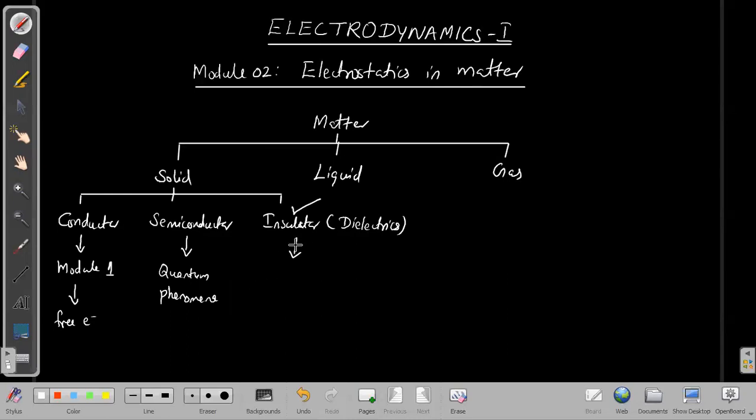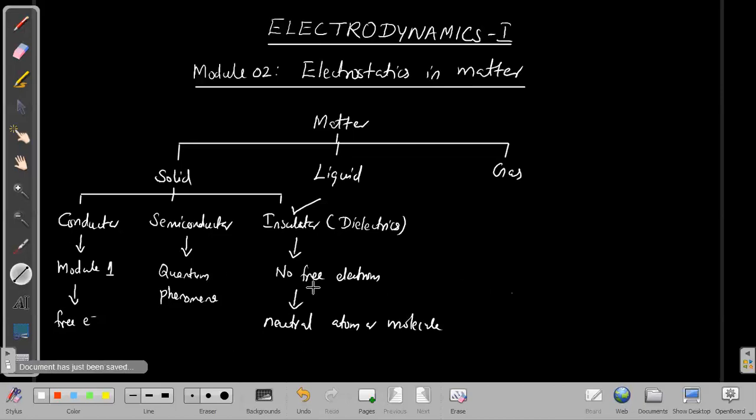So insulators are materials with no free electrons. If you look at any material, it may contain atoms or molecules. It will not give any free electron to the matter. So therefore, any atom or any molecule would be electrically neutral. So the insulator will contain basically neutral atoms or molecules.